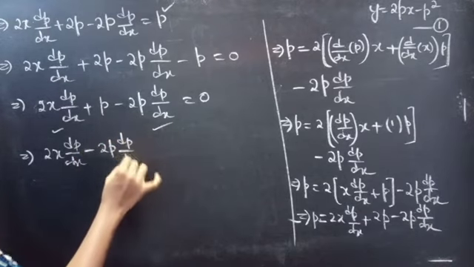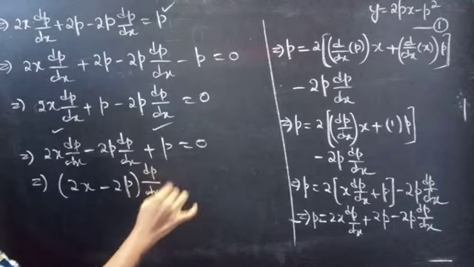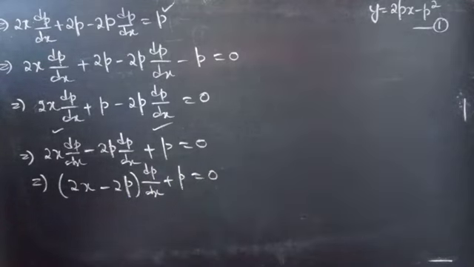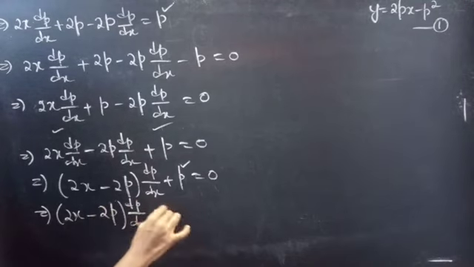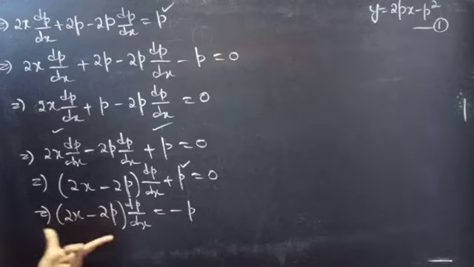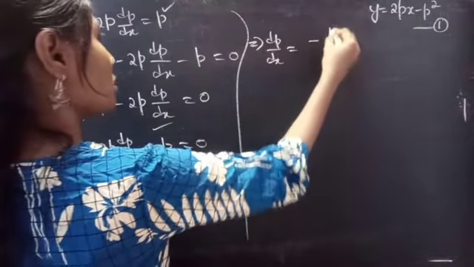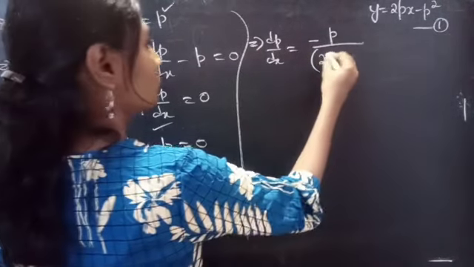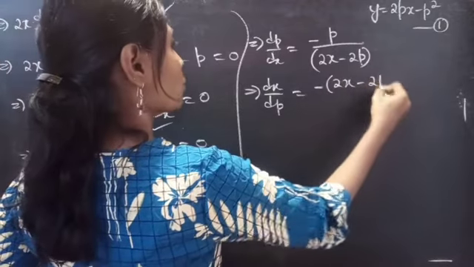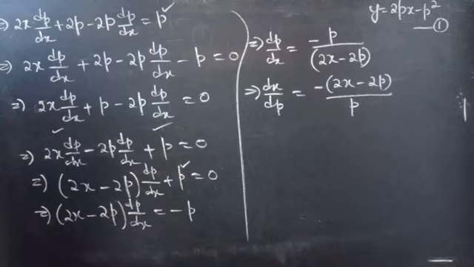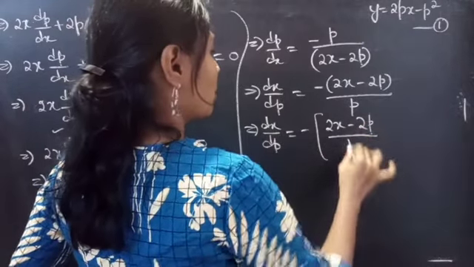Now take dp by dx common from these two terms, firstly I'll write the two terms together, 2x dp by dx minus 2p dp by dx plus p equals 0. Then 2x minus 2p into dp by dx plus p equals 0. Now take this p to RHS, we'll get 2x minus 2p into dp by dx equals minus p, right? Now in the next step we'll take the terms under brackets to RHS, then dp by dx equals minus p by 2x minus 2p, right? Then dx by dp equals minus of 2x minus 2p by p, right?